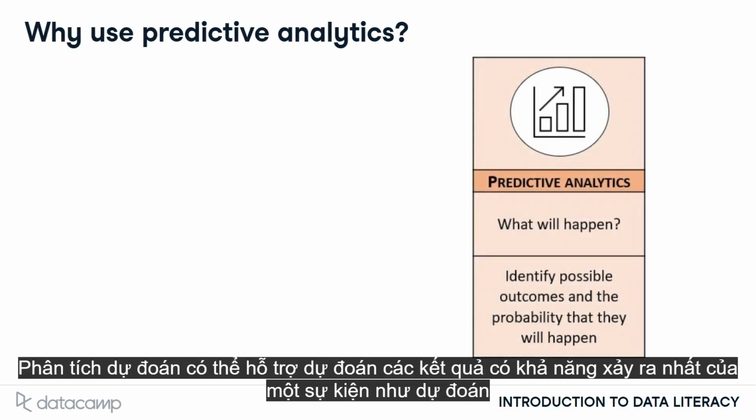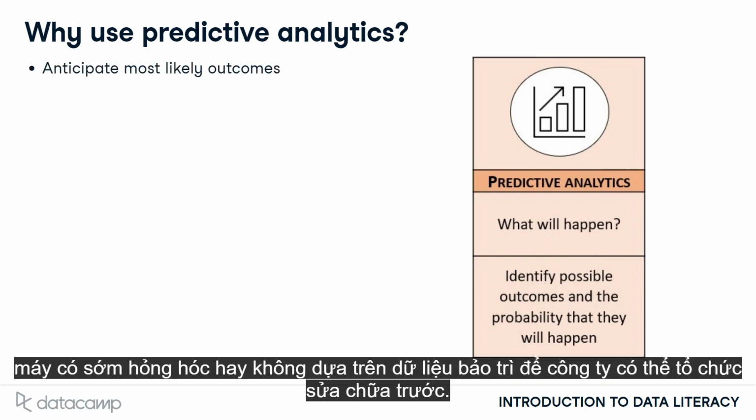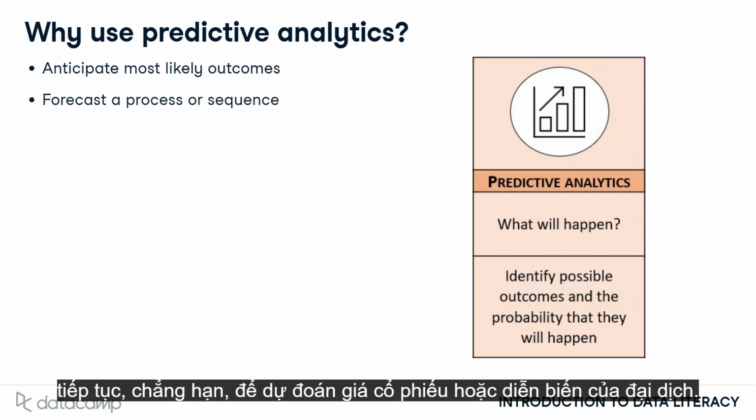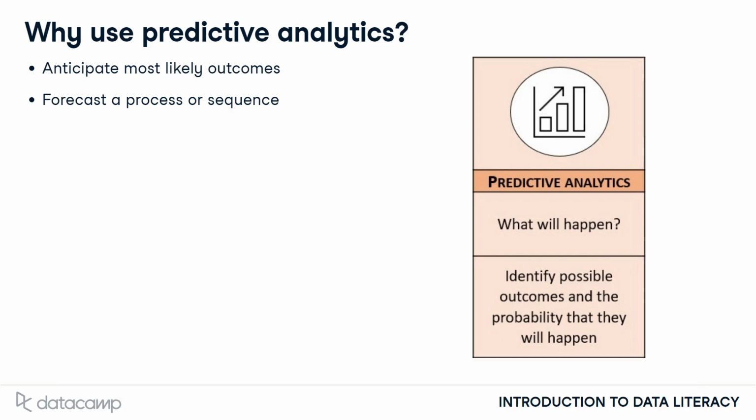Predictive analytics can assist in anticipating the most likely outcomes of an event, like predicting whether a machine will soon fail based on maintenance data so that the company can organize repairs in advance. It is also often used to forecast how a specific trend will continue. For example, to predict stock prices or the evolution of a pandemic.